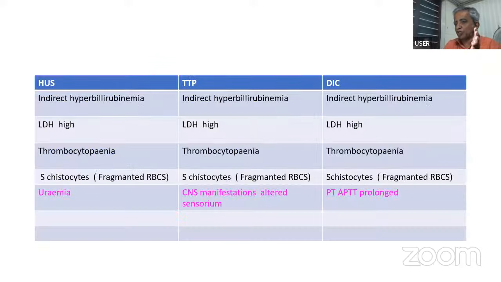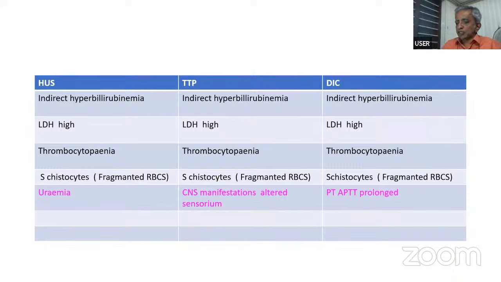Now, just a few points to distinguish between HUS, TTP, and DIC. This is a very common question in the MCQ. All of them will produce indirect hyperbilirubinemia, no doubt about it. All of them will produce high LDH. Thrombocytopenia is common to all three. Schistocytes are common to all three. So, what is the clinical difference among these three? HUS, TTP, DIC. The first four components, indirect hyperbilirubinemia, high LDH, thrombocytopenia, and schistocytes, are common to all three.